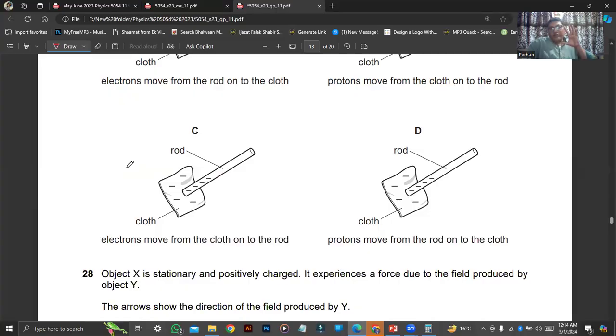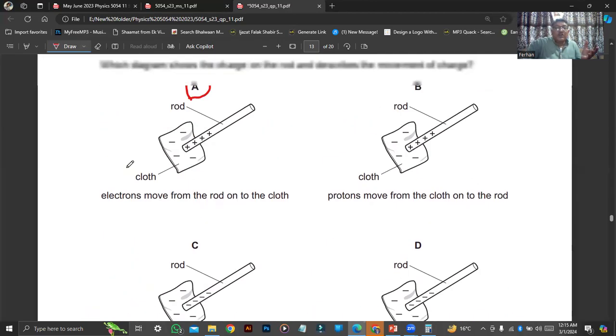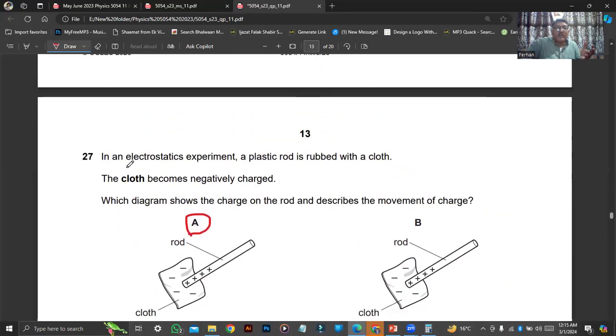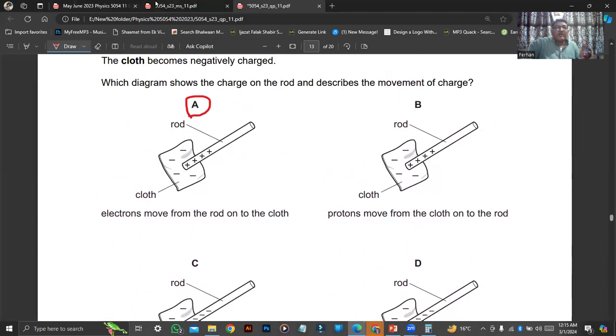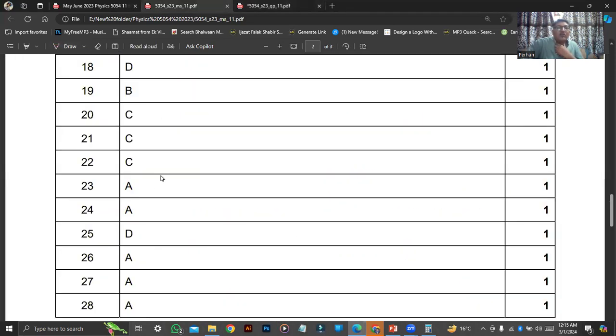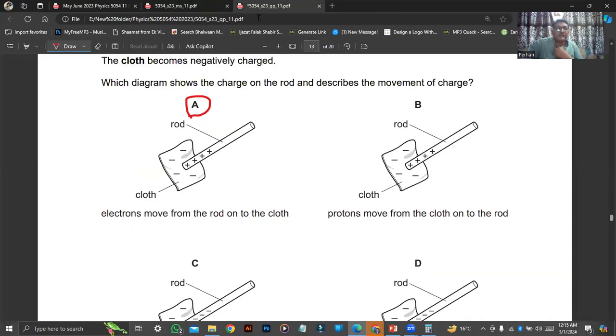Because the cloth has become negative, the rod will become positive. This means that the electrons from the rod have moved to the cloth. So I think A is the choice. Question number 27, A is the right option.